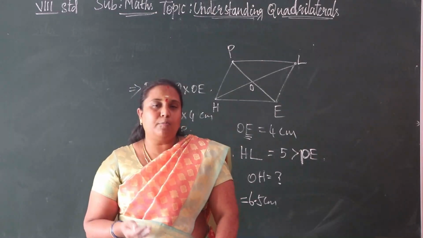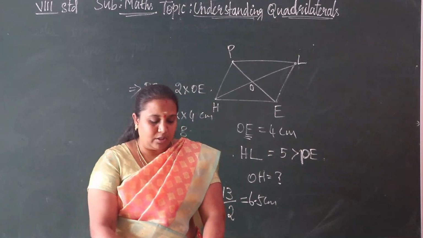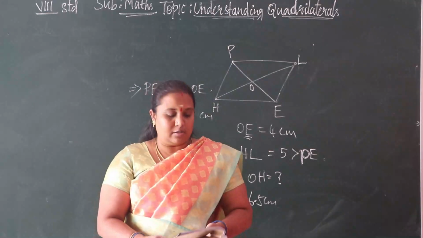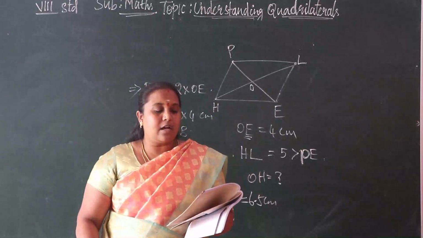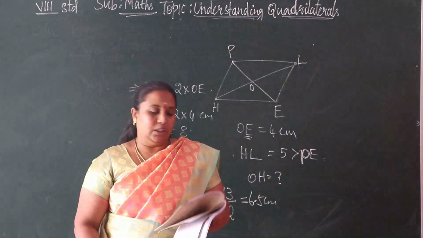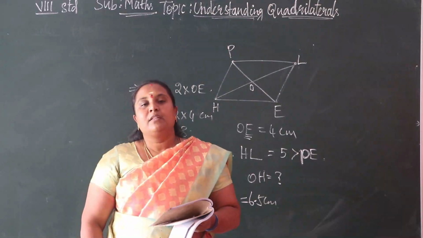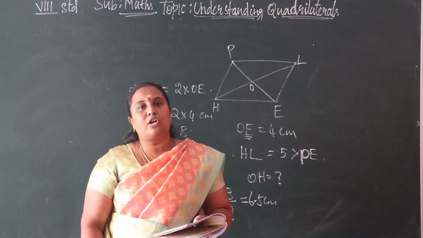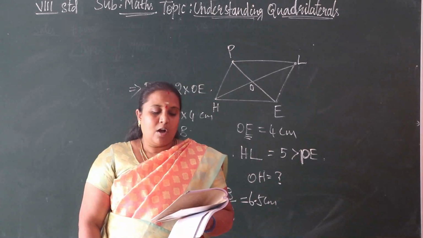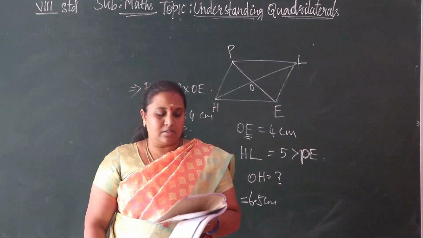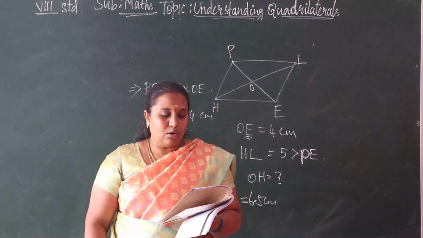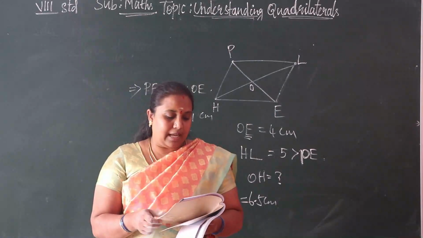And Exercise 4.4 is given in your textbook. State whether it is true or false. So all rectangles are squares. Is it true? No. Is it false? Okay, that is false. All rectangles are not squares. Okay, all kites are rhombuses. That is also not true. So try it yourselves like this.